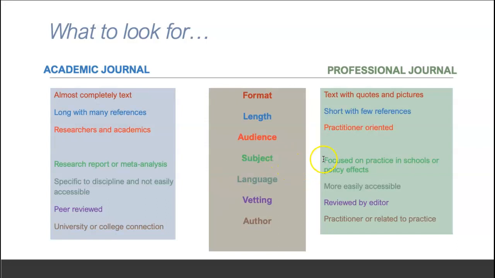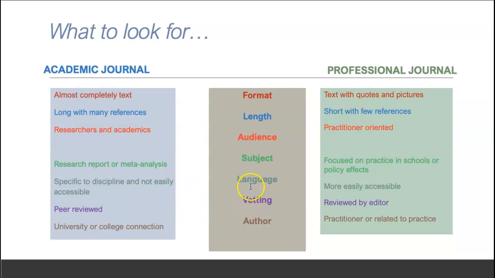The subject matter for a professional journal is going to be focused on practice in the case of education in schools, or policy and its effects on schools, that sort of thing. So it's going to be more practice oriented, whereas this may affect practice eventually, but it will be a small part, a look at a more discrete piece of practice, and looking at it in significant depth.